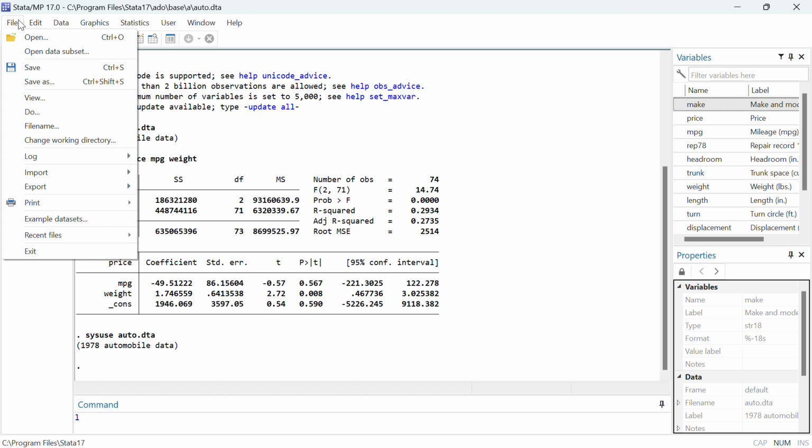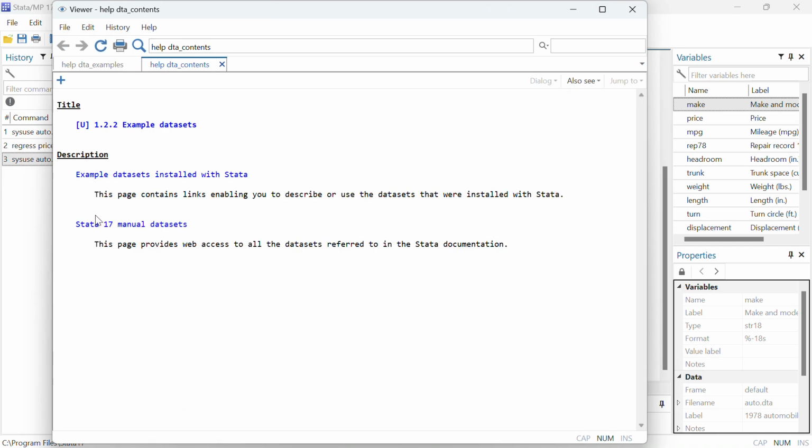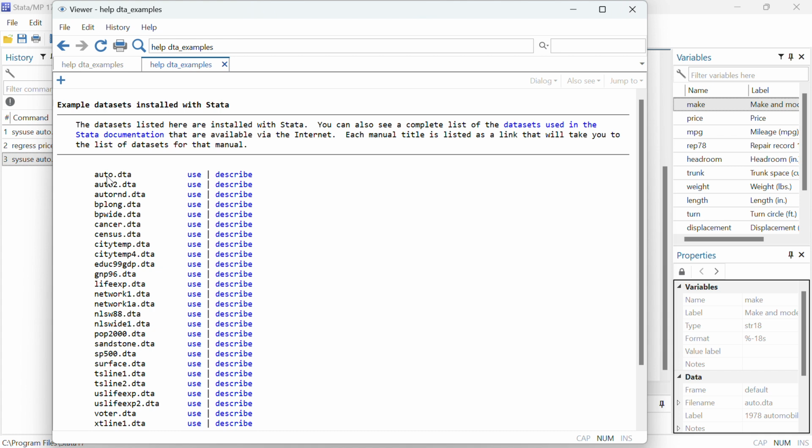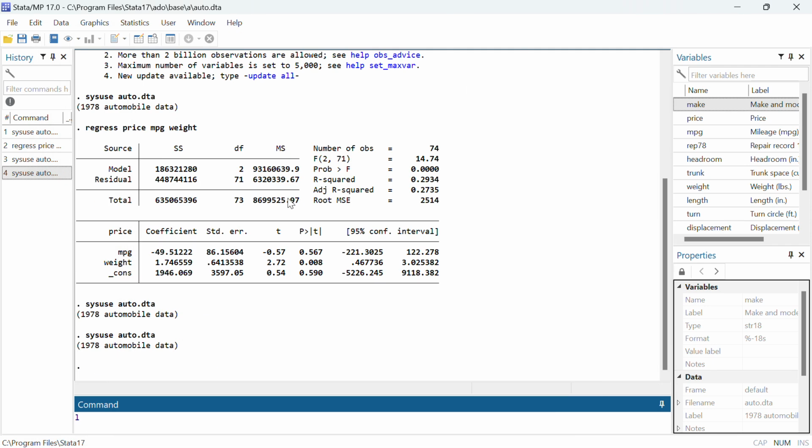The first thing is that you must come to your File, then Example Data Sets. Under the description, we have a statement saying example data sets installed with Stata. We are going to click there, and several datasets will appear. We are going to use the first one, auto.dta. Here is the data that we are going to use to see how to conduct multiple linear regression in Stata. We use it, and it has already appeared in this section.